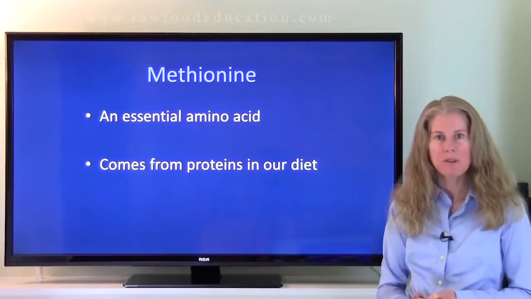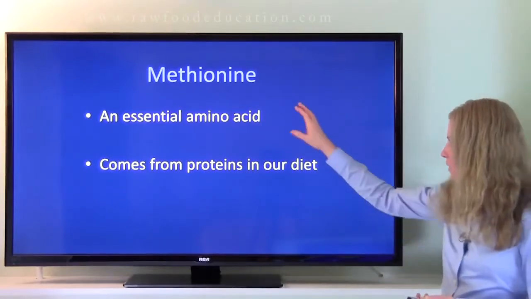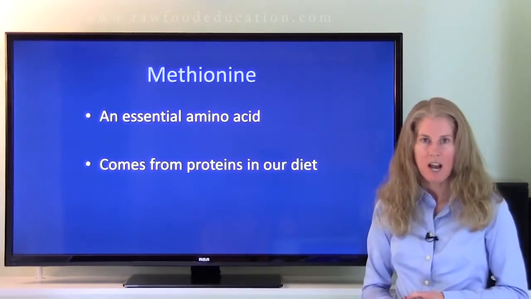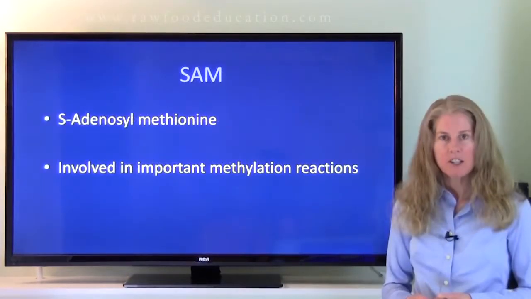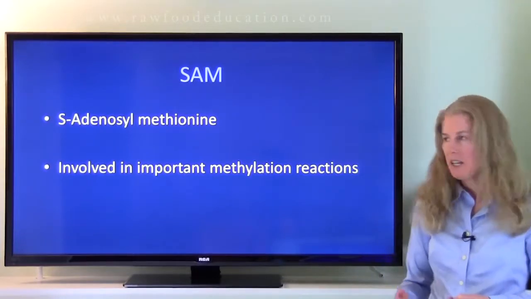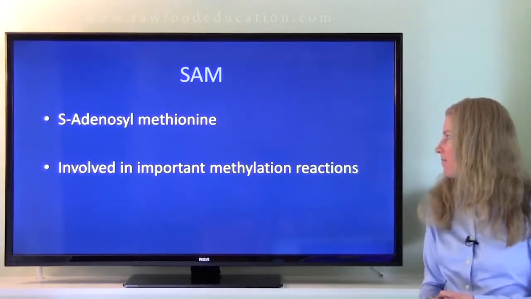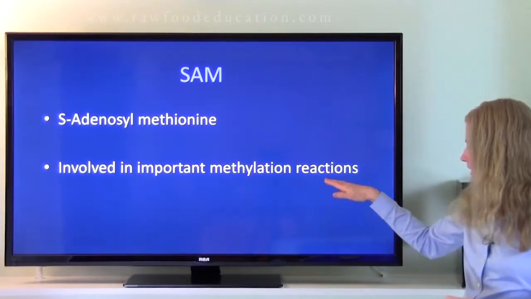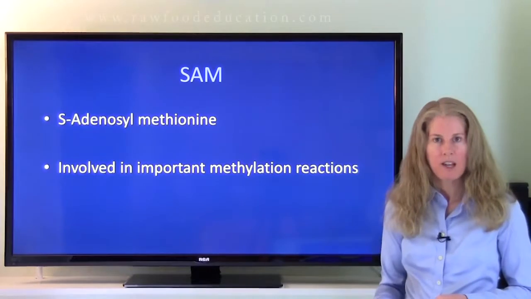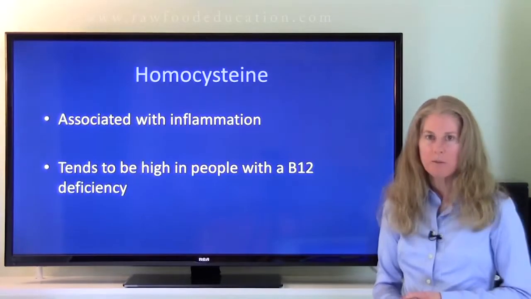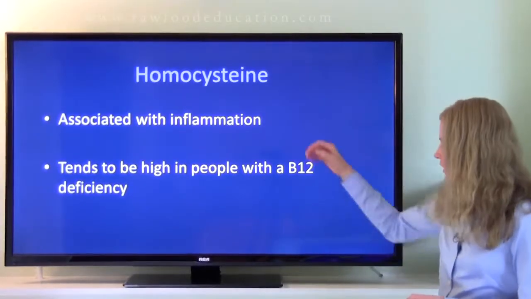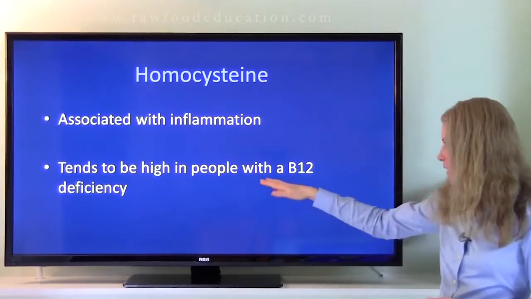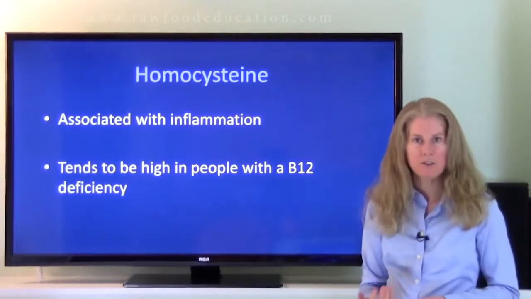Our next molecule is methionine. And methionine is one of the essential amino acids, and it comes from proteins in our diet. Our next molecule is SAM, also known as SAMe or S-adenosyl methionine. Now SAM is involved in a variety of reactions throughout the body, specifically methylation reactions, and we'll see what that is in just a couple of minutes. Our next molecule is homocysteine, which is generally associated with inflammation in the human body. And it tends to be high in people with a vitamin B12 deficiency.